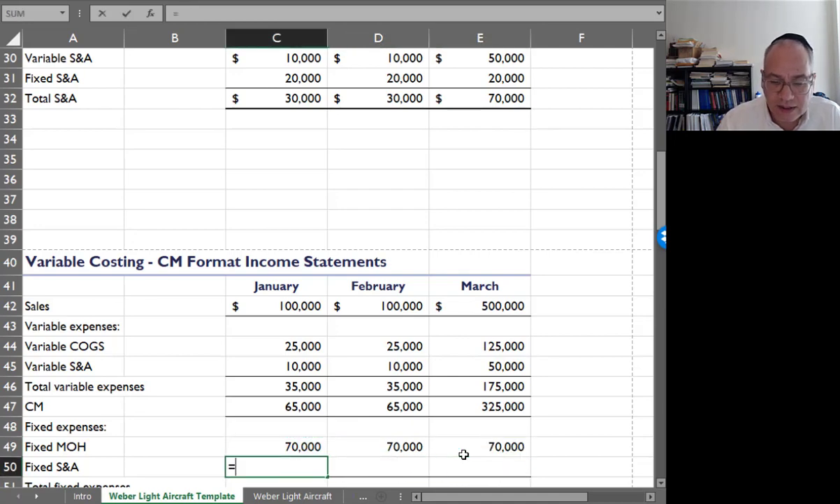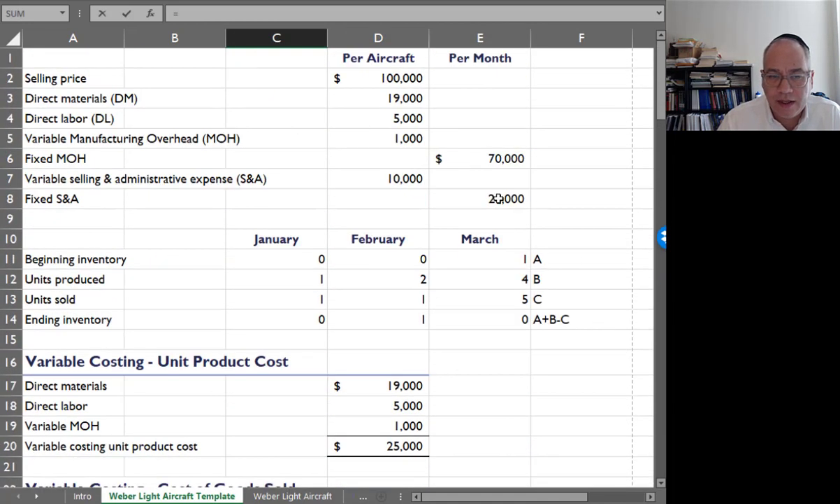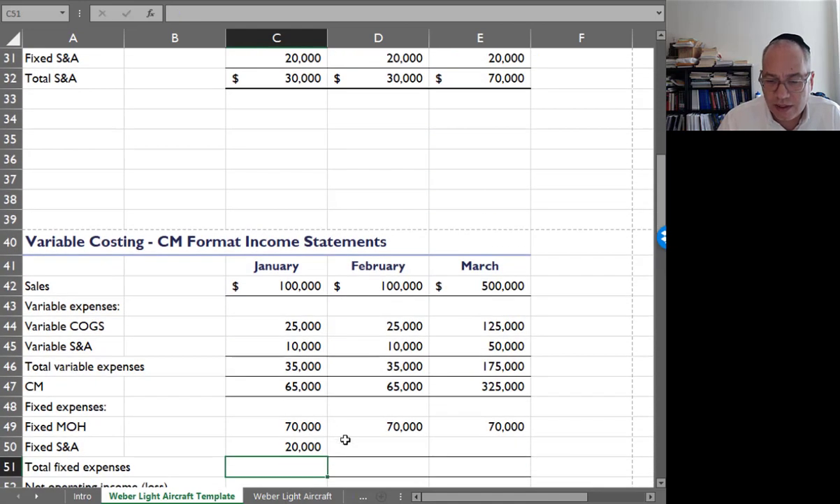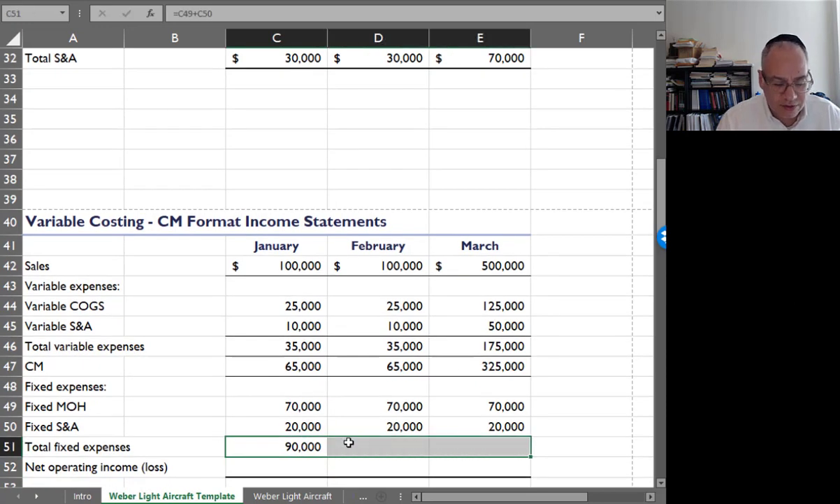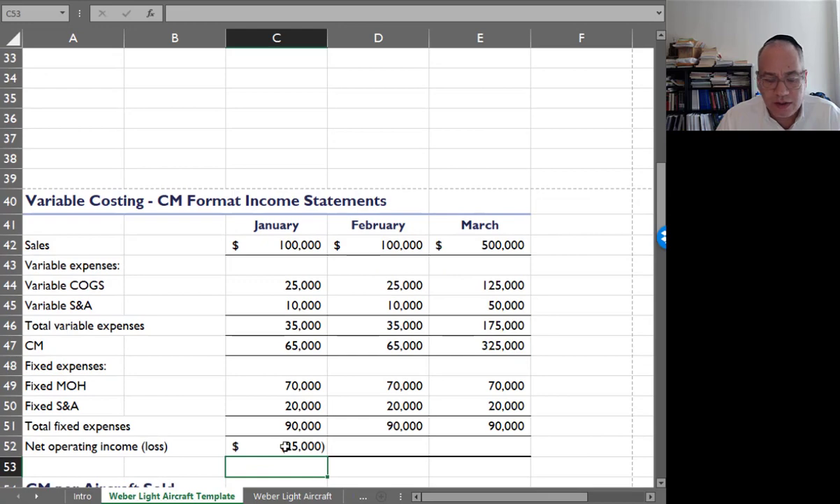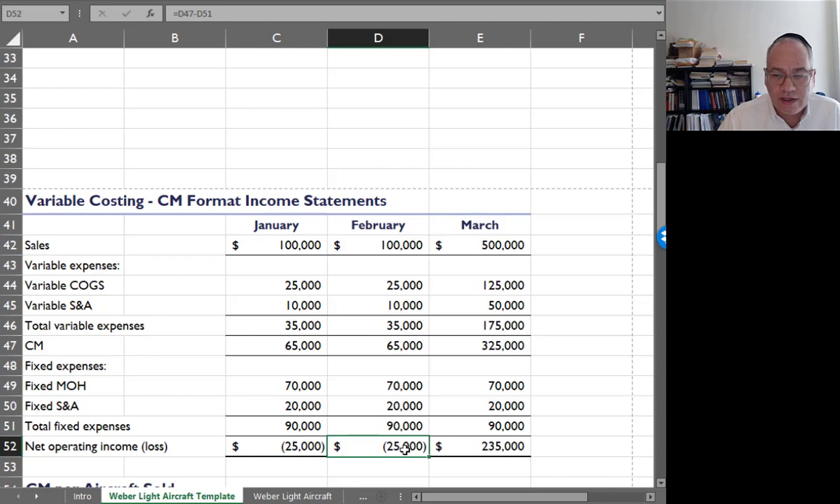And fixed selling and administrative is always going to be the same. It's $20,000. So it's going to be $20,000 in January, $20,000 in February, and $20,000 in March. So total fixed expenses would be 70 plus 20 in each month, or $90,000. And net operating income would be contribution margin minus the fixed cost. It'd be a $25,000 loss in January. So you know what's going to happen in February, another $25,000 loss, and $235,000 in income in March.